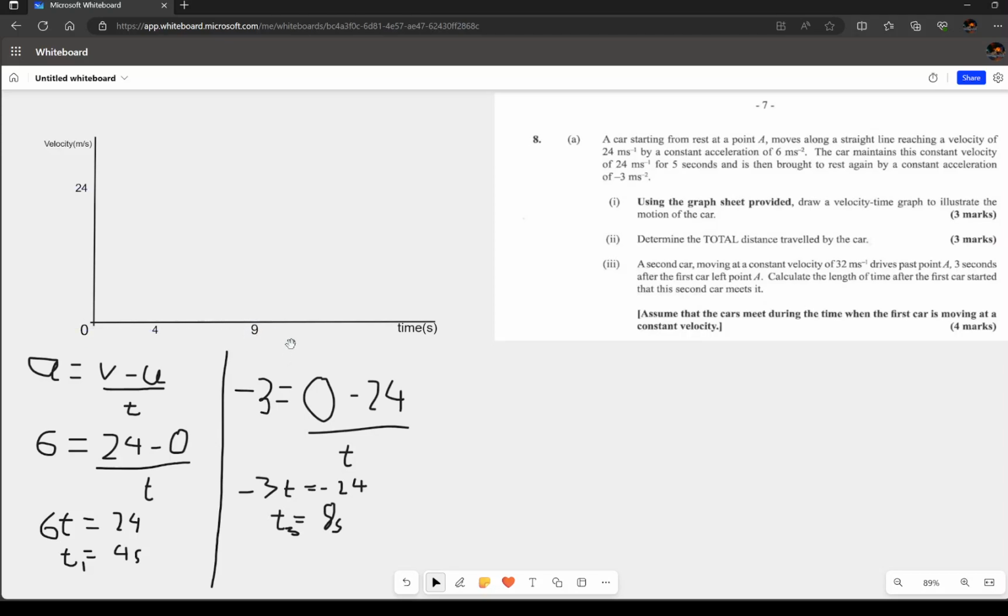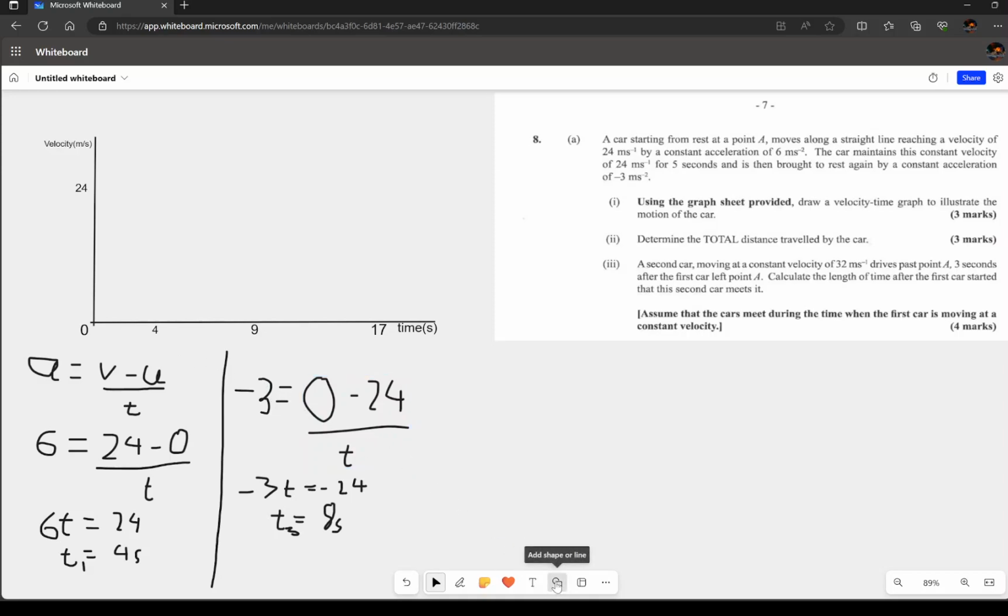Move that up. And then now we need to add t3 to 9, which gives us 9 plus 8, which is 17. And then 17 goes over here. So that means the total time taken for our entire trip would have been 17 seconds. And now that we have our time values, we can go ahead and draw a graph.